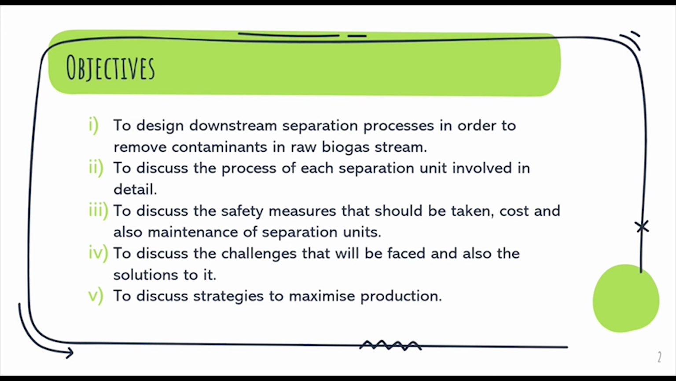The first objective is to design downstream separation processes in order to remove contaminants in raw biogas. The second objective is to discuss the process of each separation unit involved in detail. The third objective is to discuss the safety measures that should be taken, cost, and also the maintenance of separation units. The fourth objective is to discuss the challenges that will be faced and also solutions to the challenges. And the fifth and last one is to discuss strategies to maximize production.